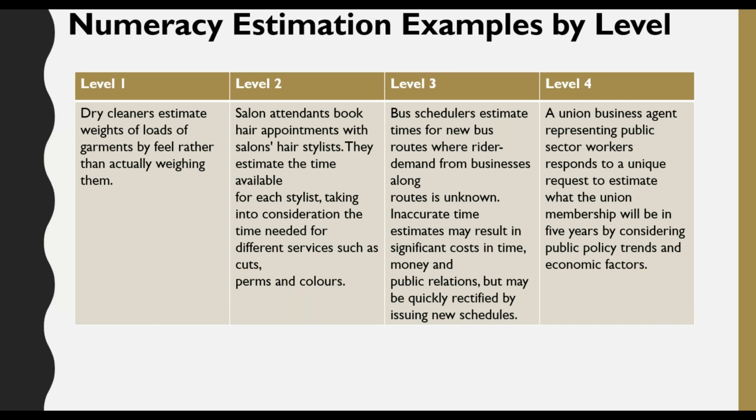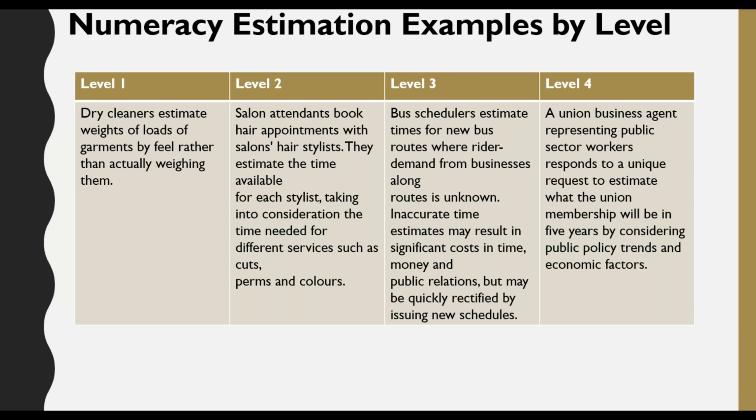So with estimation at level 1, a dry cleaner might estimate the weight of loads of garments by feel rather than actually weighing them. So they're estimating the weight. At level 2, a salon attendant might book appointments and estimate the time available for each stylist, taking into account what services are going to be performed, whether it's just a cut or a cut and a color.